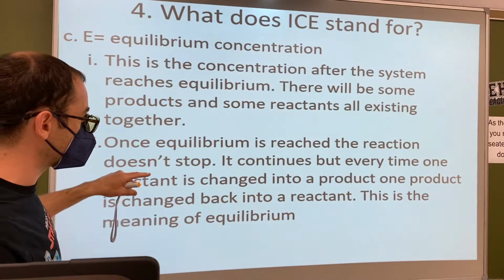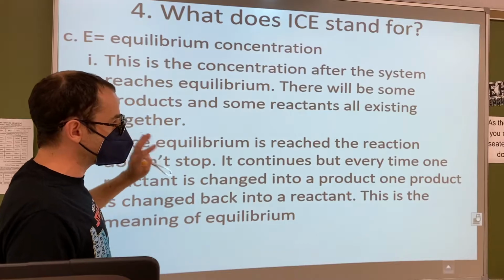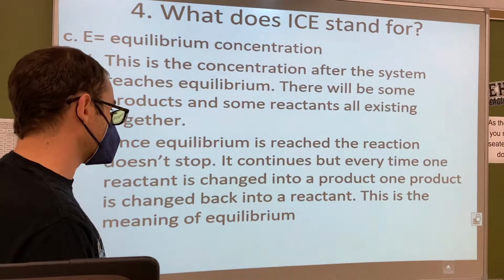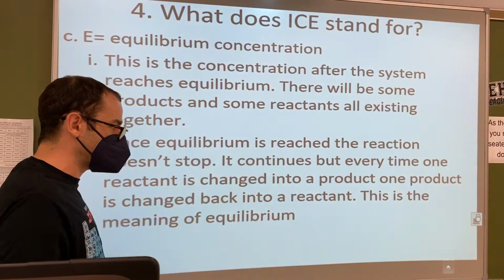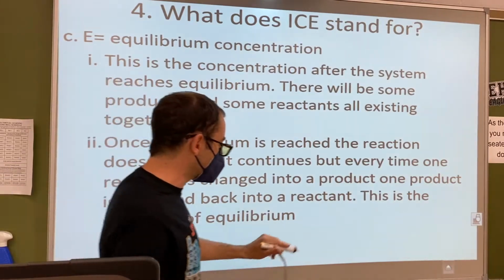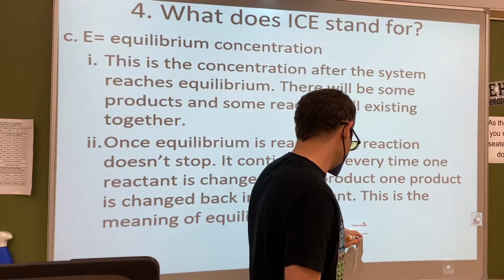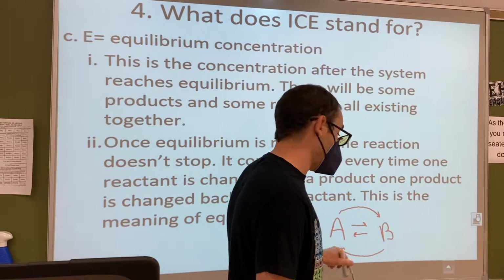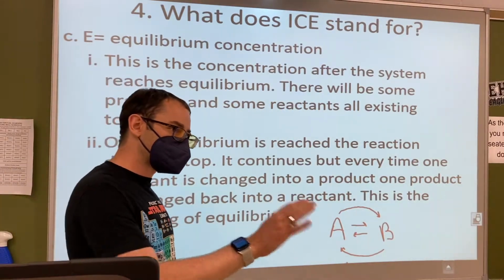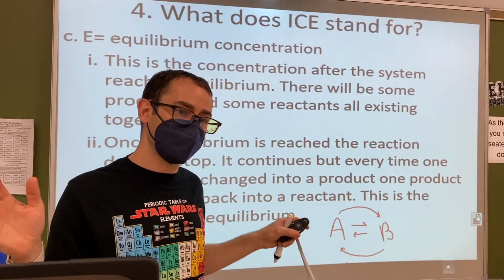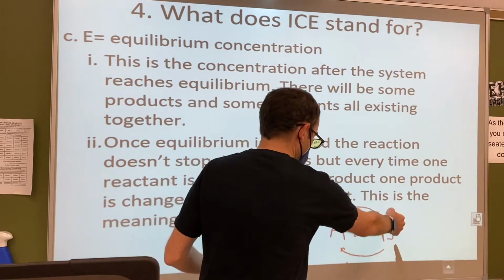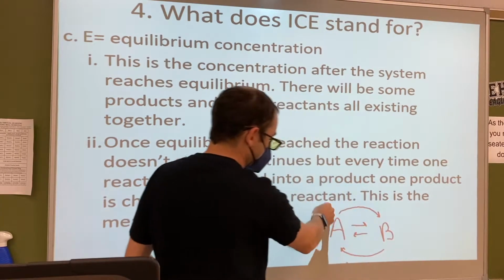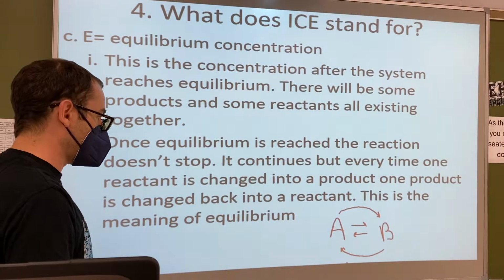Once equilibrium is reached, the reaction doesn't stop. It continues, but every time one reactant is changed into a product, one product is changed back into a reactant. And this is the meaning of equilibrium, and this just keeps on going forever. So that's why you see the A, and then B, and the 2 arrows: if A gets turned into B once, B gets turned into A. They just keep on going at the same time. Which is also why they say the reaction doesn't stop, because it's still going from A to B and B to A, but in equal amounts. So if you have 5 A's that go to B's, you have 5 B's that go back to A. That's equilibrium, okay?